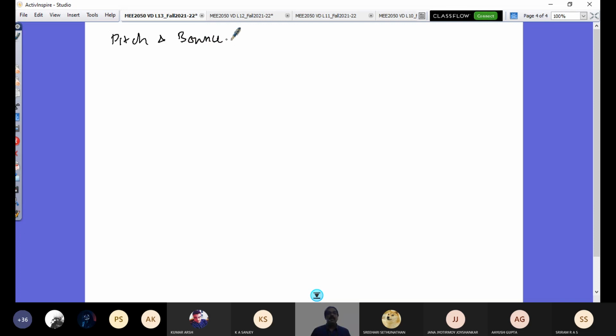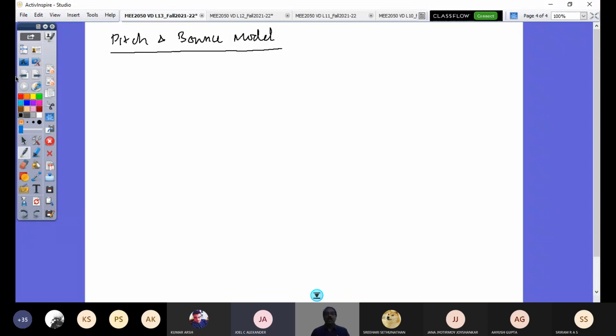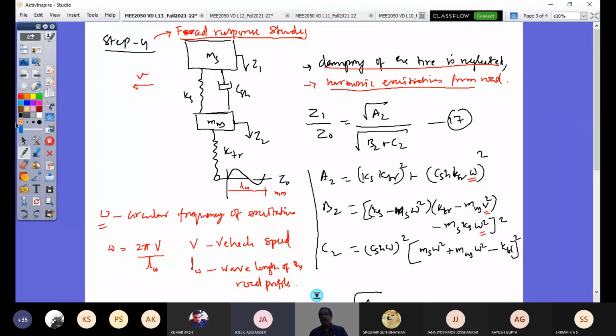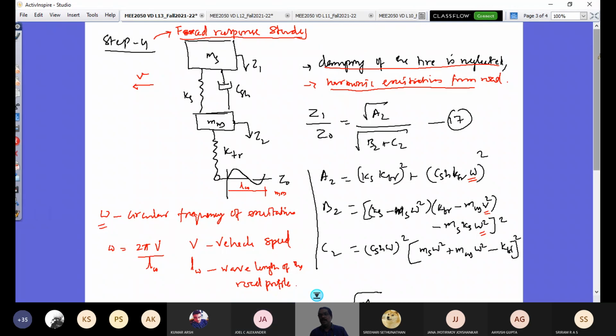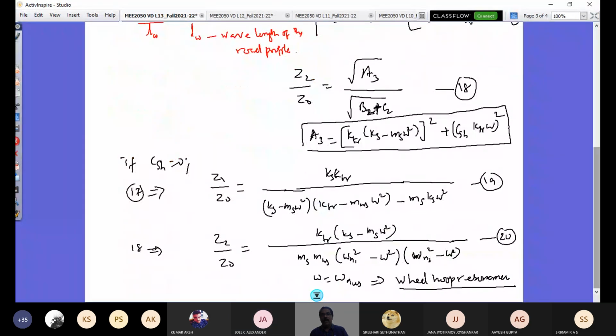Excuse me, sir. Yeah. Sir, for the last equation, Z2 by Z0, the denominator is different from Z1 by Z0, but in the equation it is root of B2 square plus C2 square. Sir, why is it there? One minute, let me look at it. Where? Here. This one, number 20 you are asking, right? Yes, sir. Yeah, so B2 plus C2.